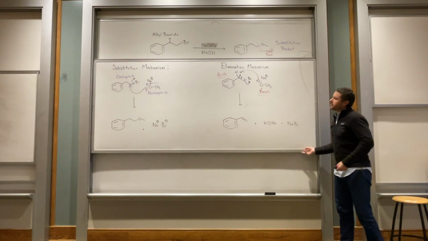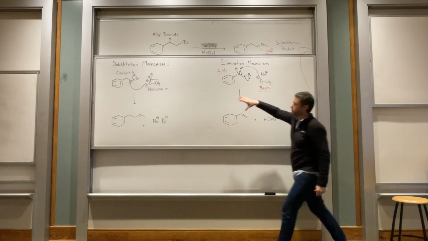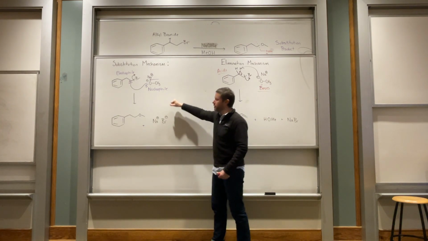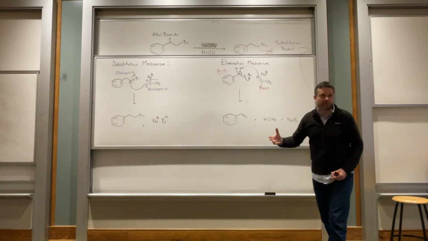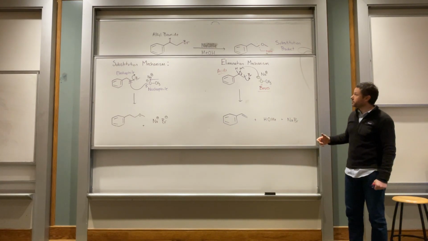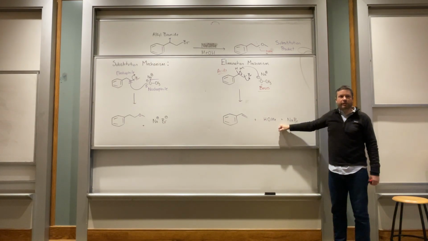So when you look at these reaction schemes, hopefully you can see why one is considered substitution. We're starting with two starting materials, ending with two products. So we get the same number of products as we start with starting materials. In elimination, we're starting with two starting materials, but we're ending with three products. We get three things in this reaction.